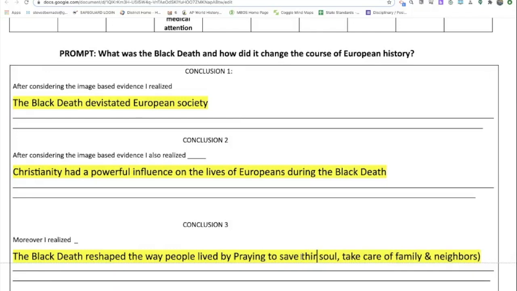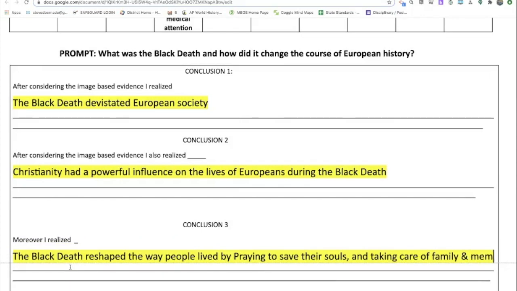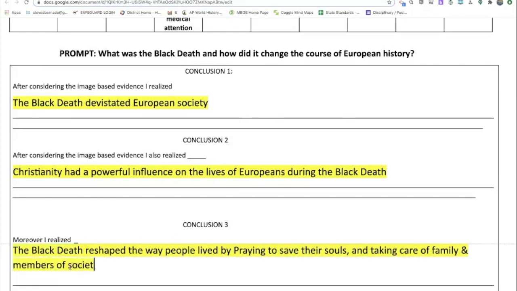Changing it a little bit, by praying to save their souls and taking care of family and neighbors. Let's say members of society. Make sure you're copying this down. I'm going to turn this in before you leave to prove to me that you have evidence that you've learned something today and you're working hard to learn how to think at a level 4.